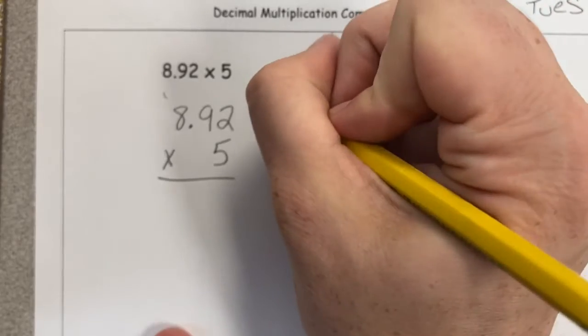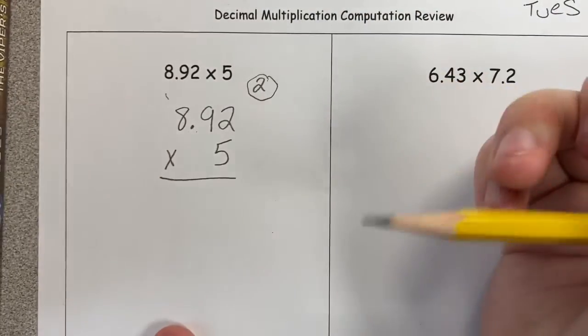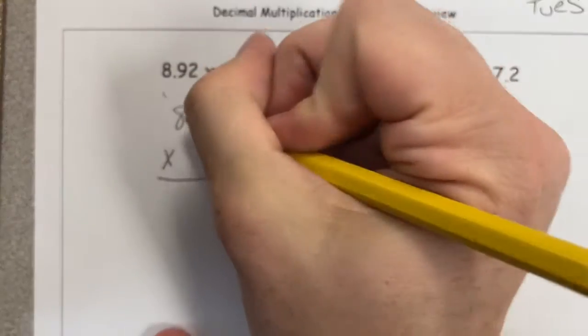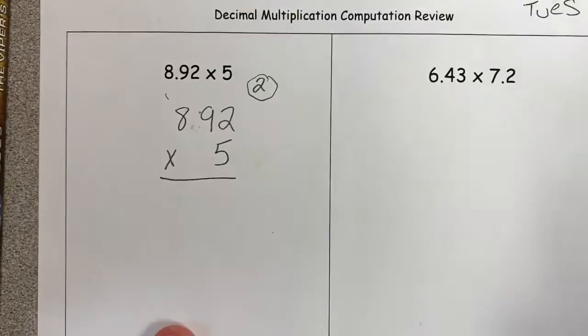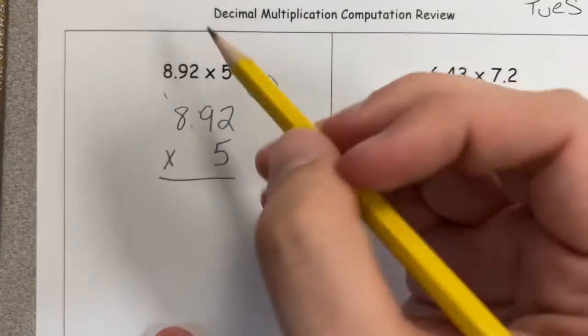So I'm going to put a 2 up here so I remember this is how many numbers I have behind the decimal. Now, next step, once I've done that, is I'm going to erase my decimal so I can solve it normally. Okay, so now I'm going to solve it normally.